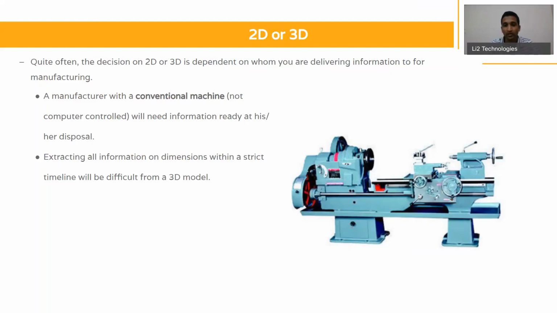It is extremely difficult if we end up giving a 3D model to these people where they have to go back to their systems, understand the material used, understand the fits, understand the tolerances. Rather, they would prefer having a piece of paper that essentially has all the details. So in such cases, it's always advisable to have a 2D drawing which details all these aspects.